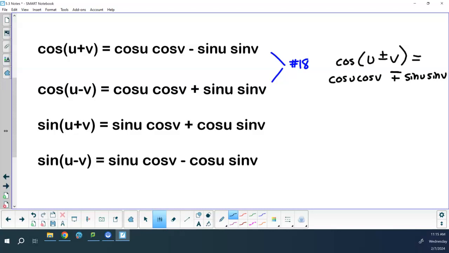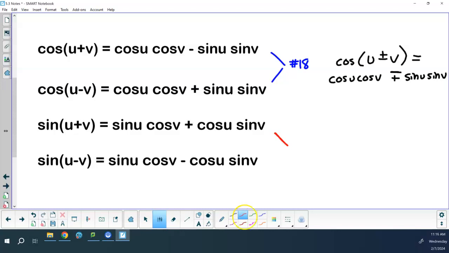So if it's a plus here, it's a minus when you go to use the formula. Okay? And vice versa. If it's a minus, if you're subtracting the two angles, then it's an addition of the two terms inside of what you're using. Okay?